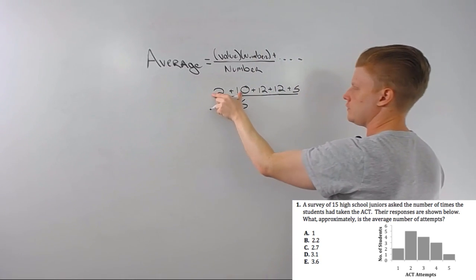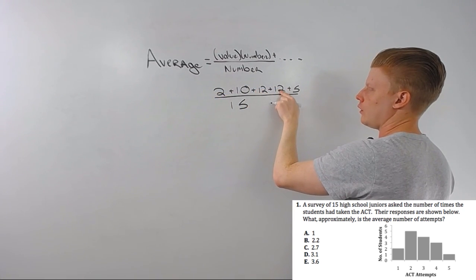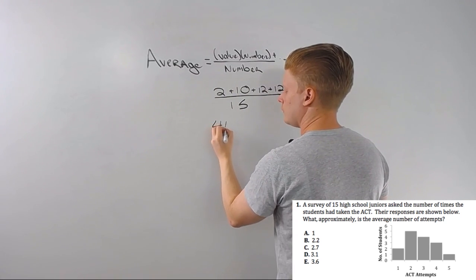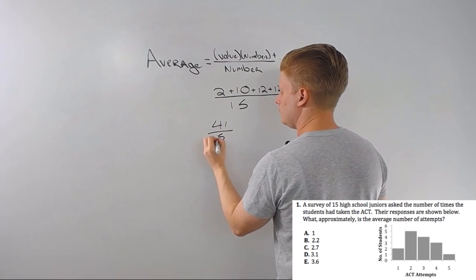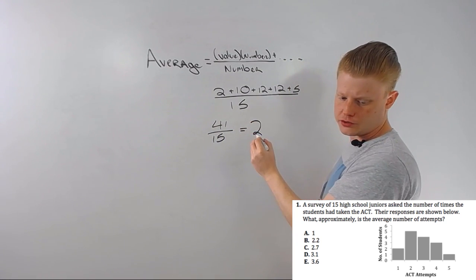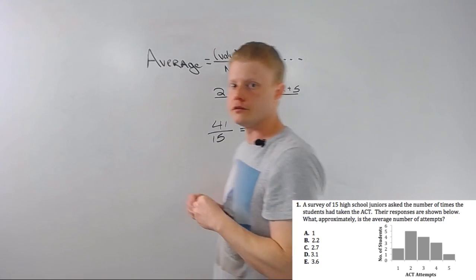So we add all these together. 2 plus 10 is 12, plus 12, plus 12, 36, plus 5 is 41. 41 over 15, and we can do the math on that, and that should work out to 2.7 attempts.